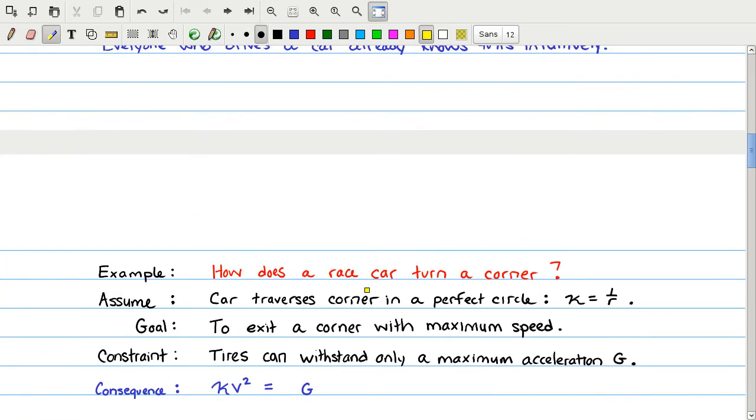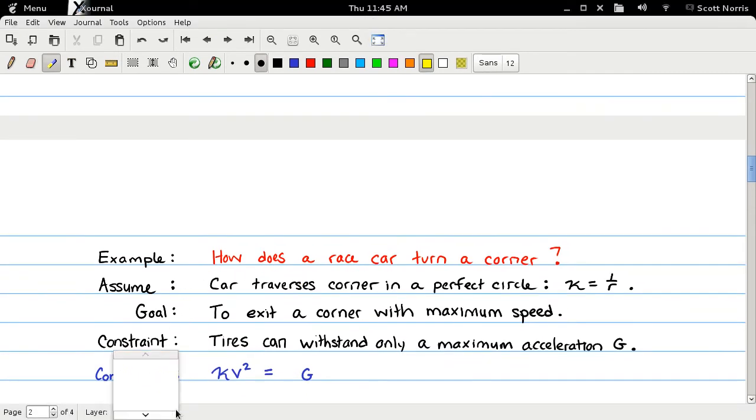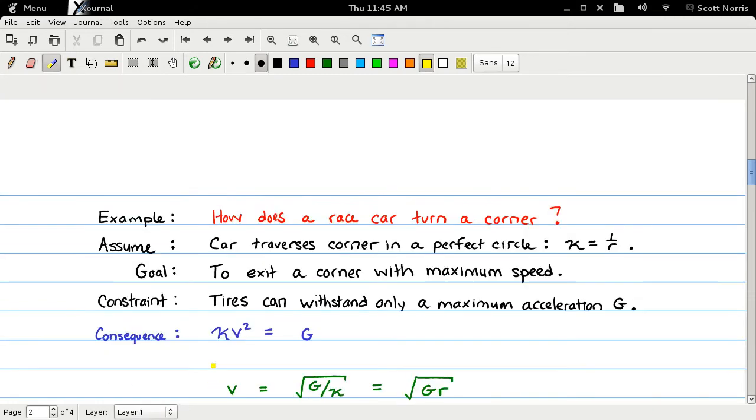So following up on this car analogy, let's do an example. I'm going to have to mess with my screen here a minute. The question is, how does a race car turn a corner?